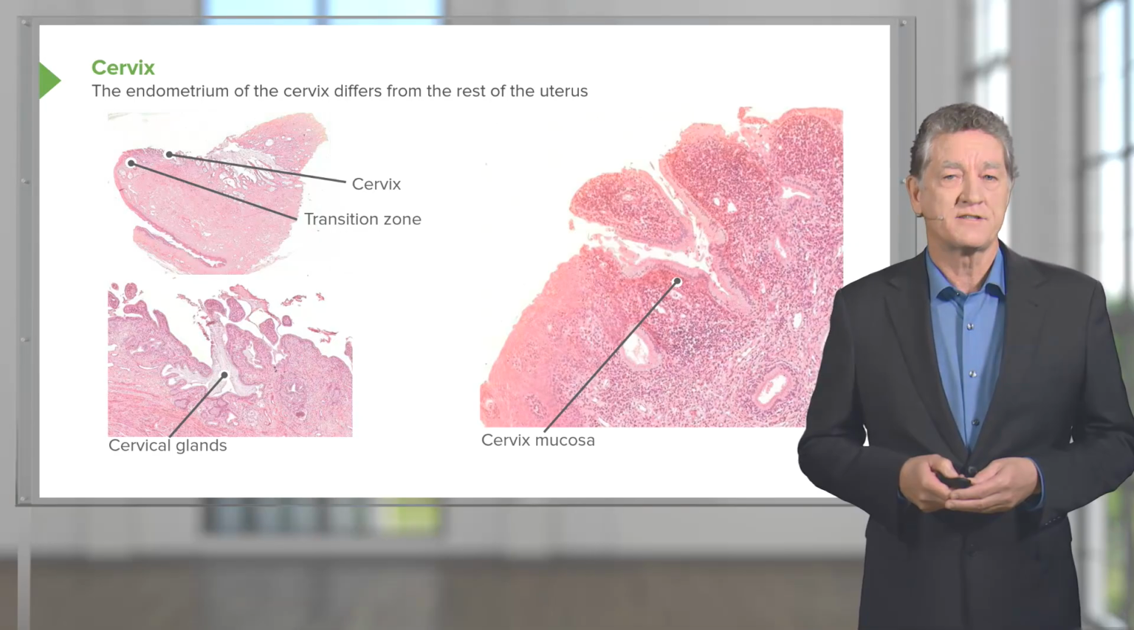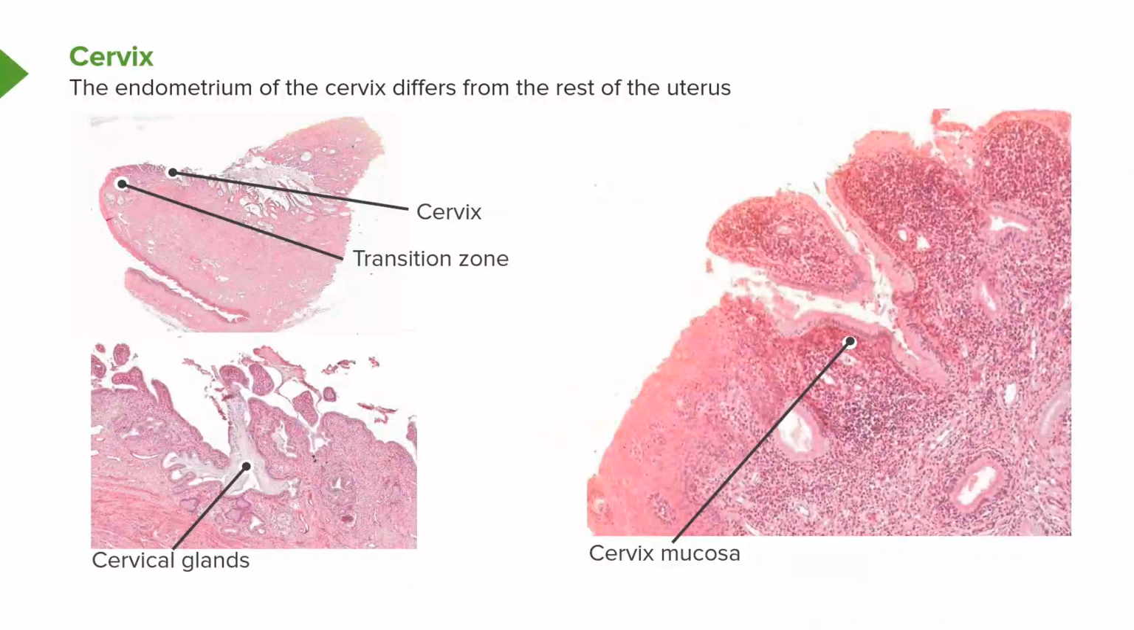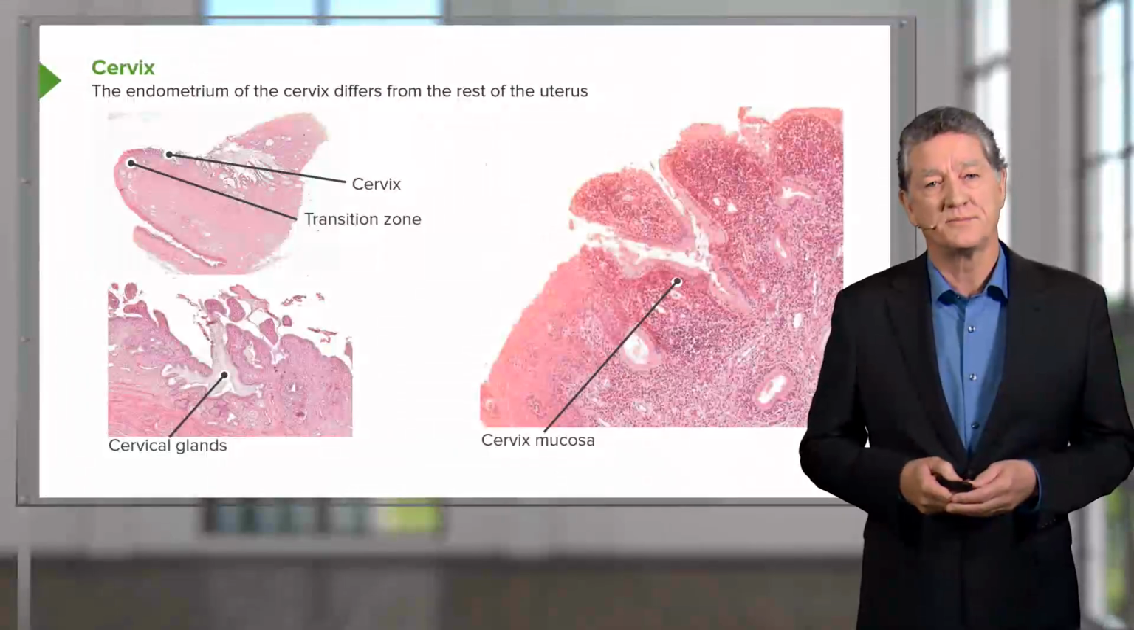On the top left-hand slide, I've labelled the transition zone. This is a zone where the mucosa, the epithelial lining of the cervix, which is columnar in nature, the epithelial cells are columnar, it changes as it comes to the junction with the epithelium of the vagina. It changes to be a stratified squamous epithelium. Stratified squamous epithelium is the epithelium designed to reduce wear and tear, and that's required in the vagina as being the copulatory organ in the female.